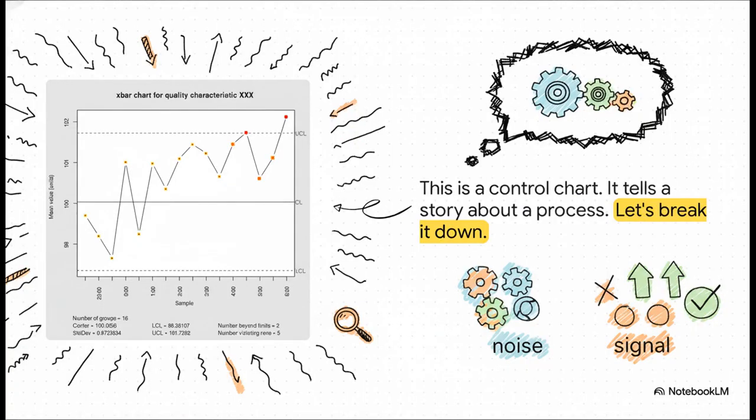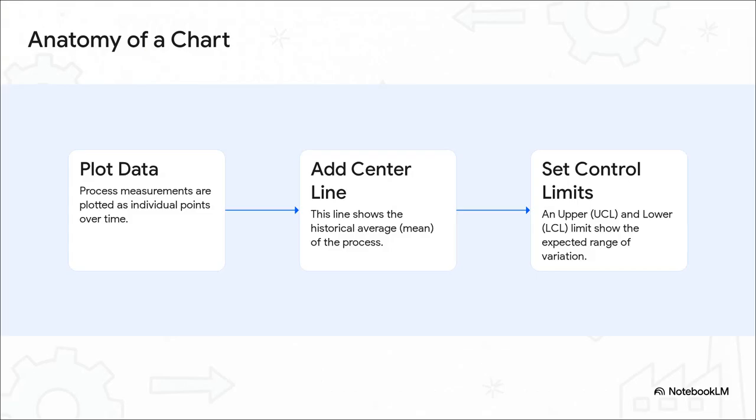All right, so here's what one actually looks like. I know at first glance, it might just seem like a bunch of dots on a line graph, but trust me, this chart is telling a whole story. Let's break down this part so you can see what I mean. Every single control chart has 3 key pieces. First, you've got your data points, right? The little dots that are plotted over time.